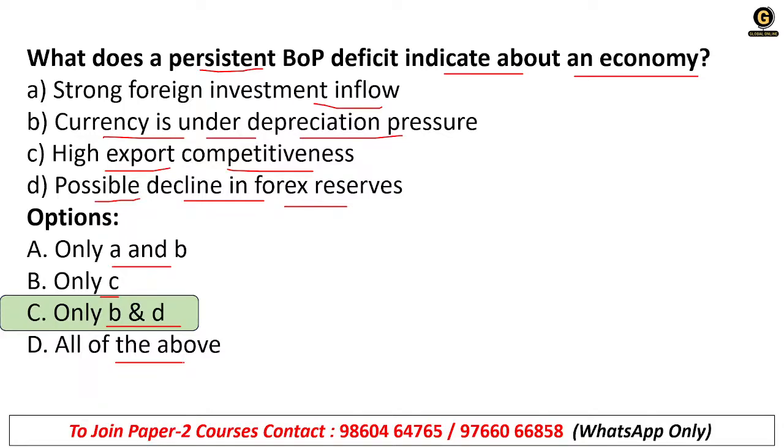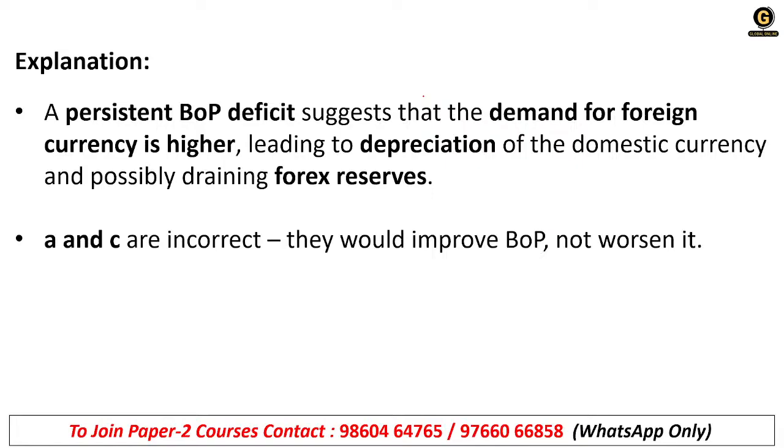Strong foreign investment inflow and high export competitiveness, these two, A and C, are positive, which do not indicate a deficit. The B and D options are correct, which indicate a deficit in the country's BOP.